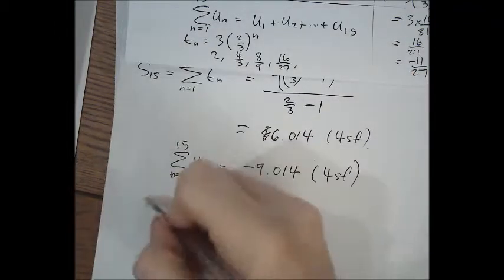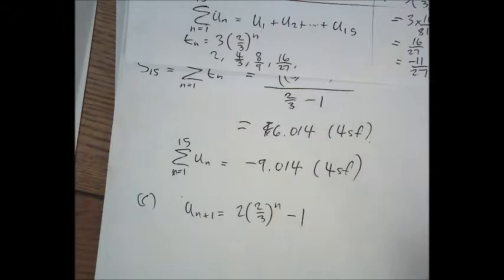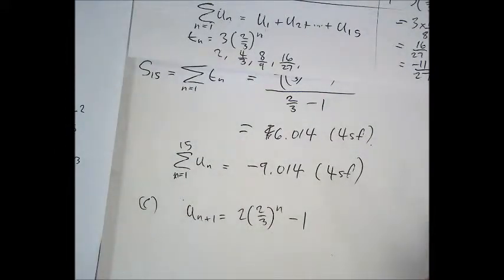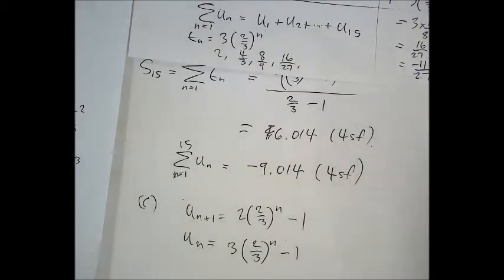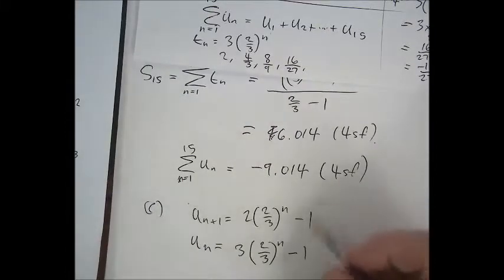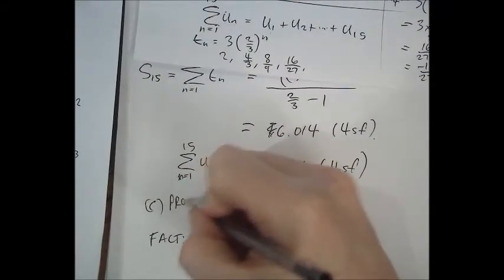Now, part C is to prove that un plus 1 equals 2 times 2/3 to the power of n minus 1. Okay, well, we had the fact that un equals that. And we have to prove, so this is a fact from the start, and we have to prove this. And how would I do that?